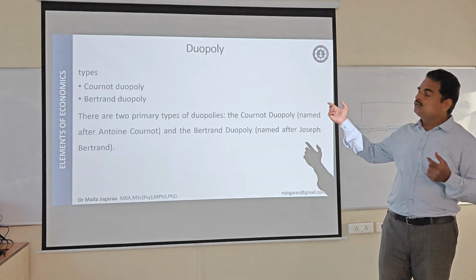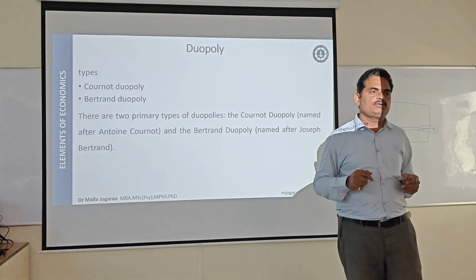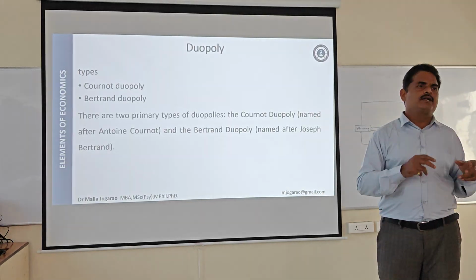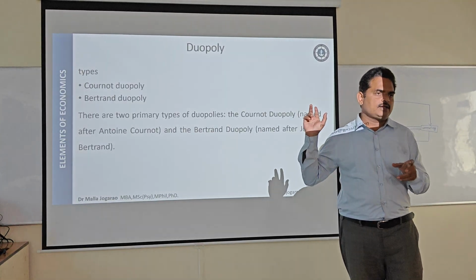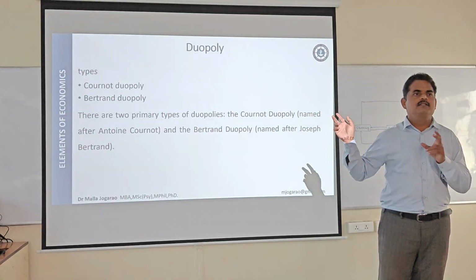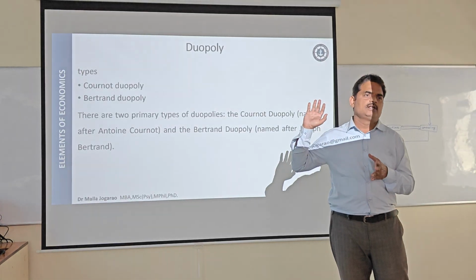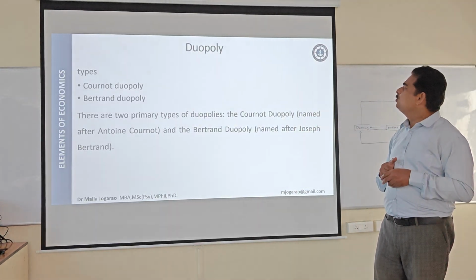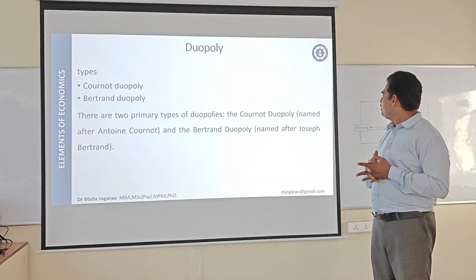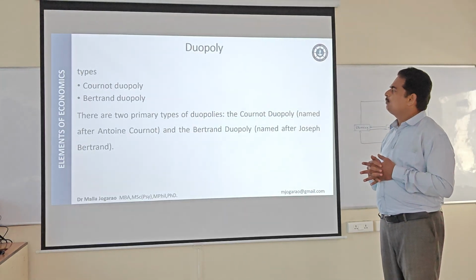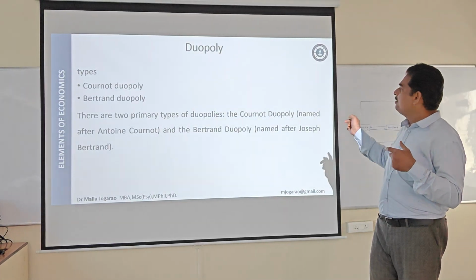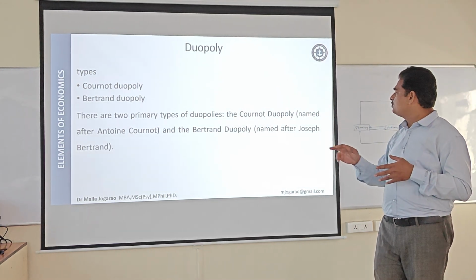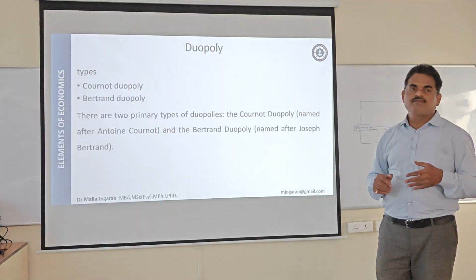And coming to the duopoly, again there are two kinds of duopoly. One is the Cournot duopoly, the second is the Bertrand duopoly. Under our syllabus, only these two kinds of duopoly models are covered. There are many duopoly models, but in our syllabus we will discuss these two only. These are the two primary kinds of duopoly. The first is the Cournot duopoly, named after Antoine Cournot, and the second one is the Bertrand duopoly, named after Joseph Bertrand.